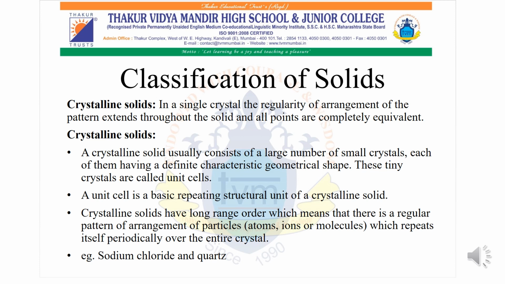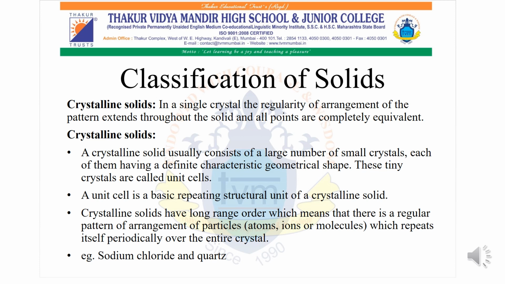Classification of solids. Solids can generally be classified into two broad categories, crystalline solid and amorphous solid, on the basis of nature or order present in the arrangement of their constituent particles. In crystalline solid, a single crystal has regularity of arrangement, the pattern extends throughout the solid and all points are completely equivalent. Crystalline solids usually consist of a large number of small crystals. Each of them has a definite characteristic geometrical shape.